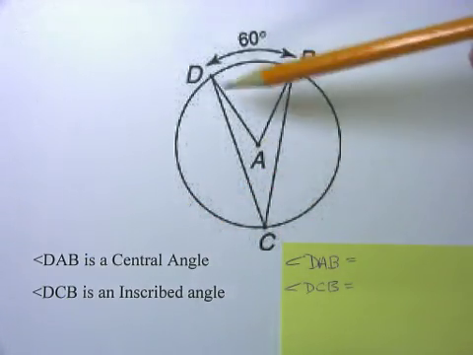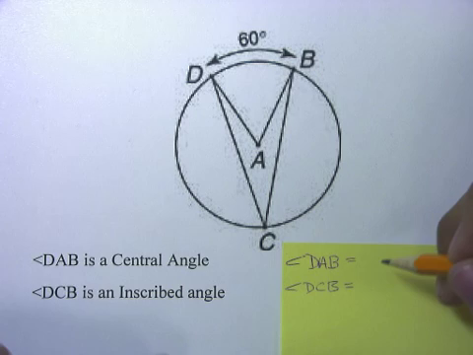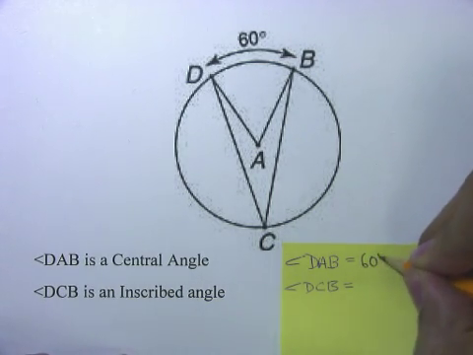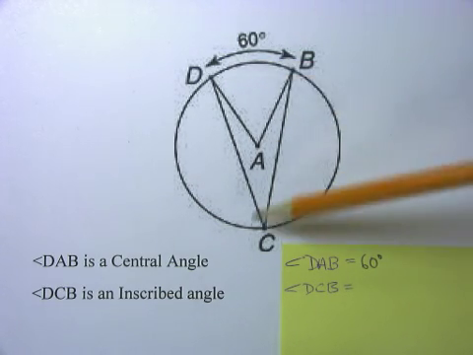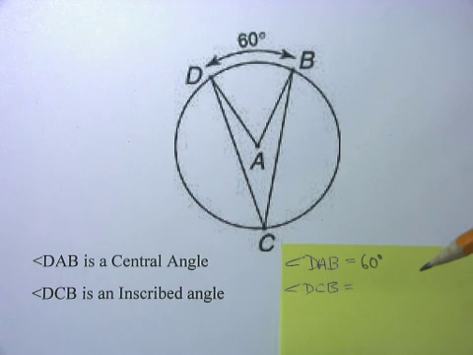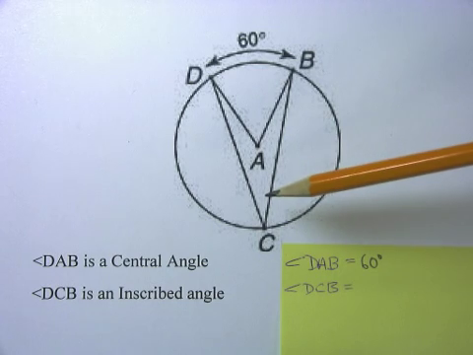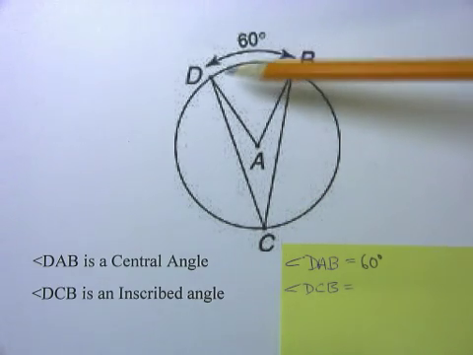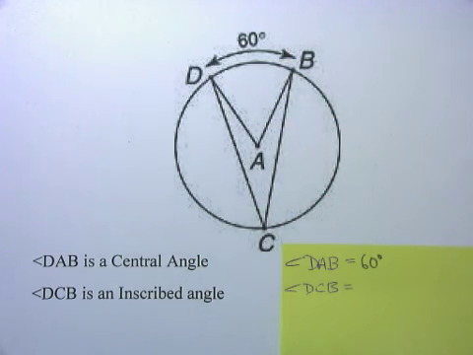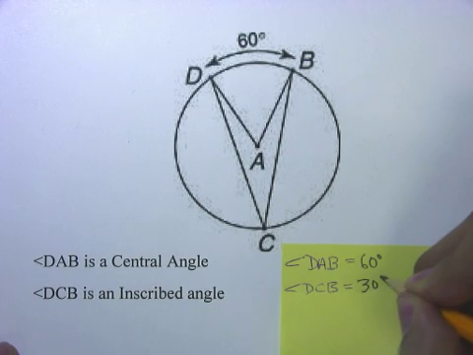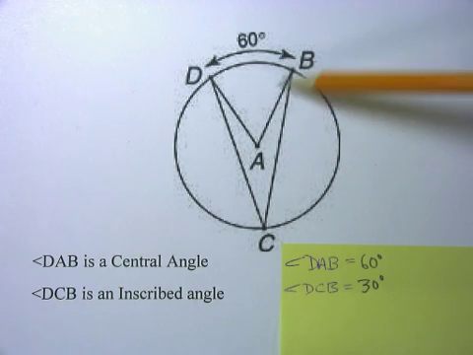So let's calculate the measure of these angles. Well, I know angle DAB is a central angle. And if this arc is 60 degrees, well then this central angle is also going to be 60 degrees. So the measure of angle DAB is 60 degrees. But here I have an inscribed angle, which is angle DCB. And the rule for an inscribed angle is that an inscribed angle is half of the arc that it creates. So if this arc here is 60 degrees, then angle DCB, the inscribed angle, is going to be half of that. So it is going to be 30 degrees.